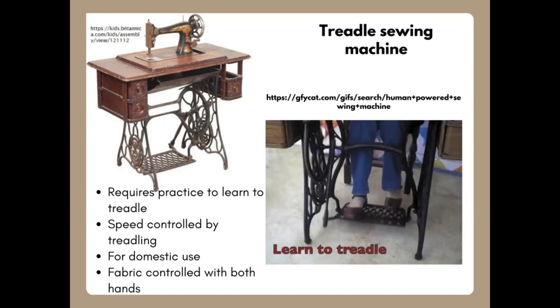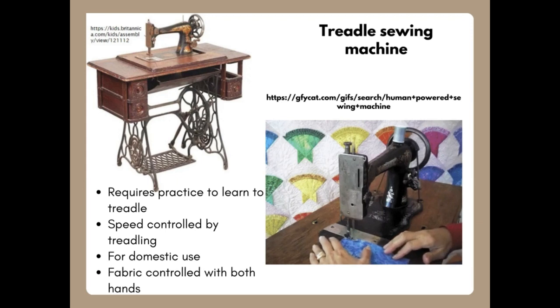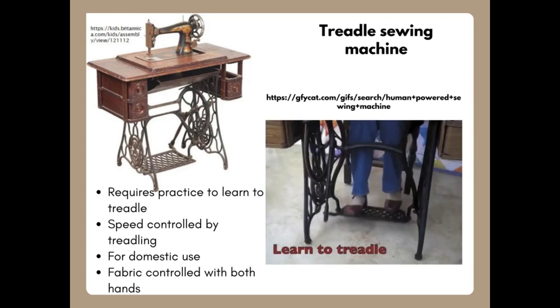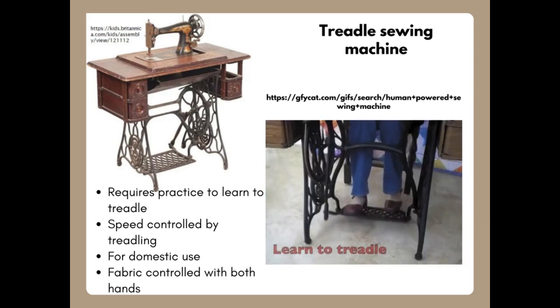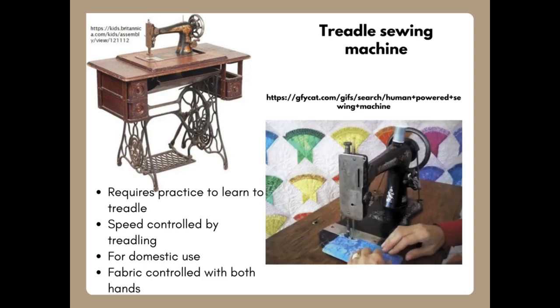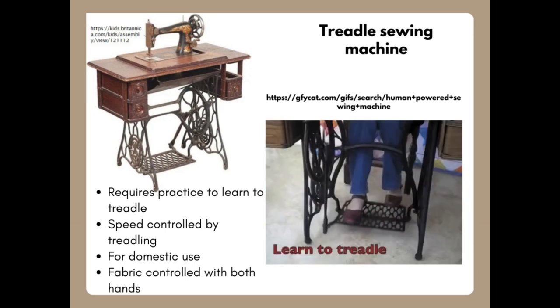The speed of the machine is regulated by the paddling action, and the fabric is manipulated and controlled using both hands. A treadle machine is mostly used for domestic purposes, though it is faster than a hand machine.